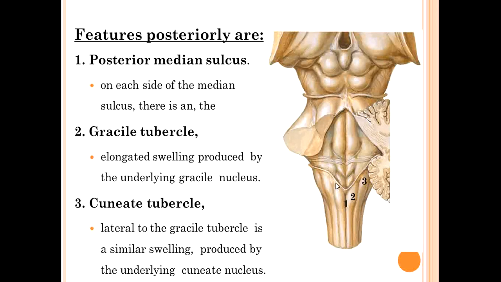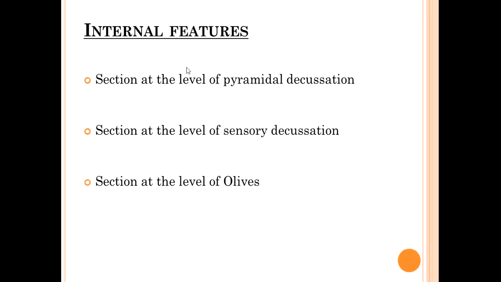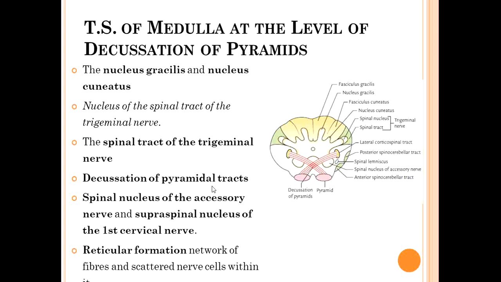Now posteriorly, on the dorsal surface of the medulla, there is the posterior median sulcus, then one bulge you can see, this is the gracile tubercle, and more laterally there is the cuneate tubercle. Okay, now internal features of medulla: sections at the level of pyramidal decussation, at the level of sensory decussation, and at the level of olives. First we will see the transverse section of medulla at the level of decussation of pyramids.